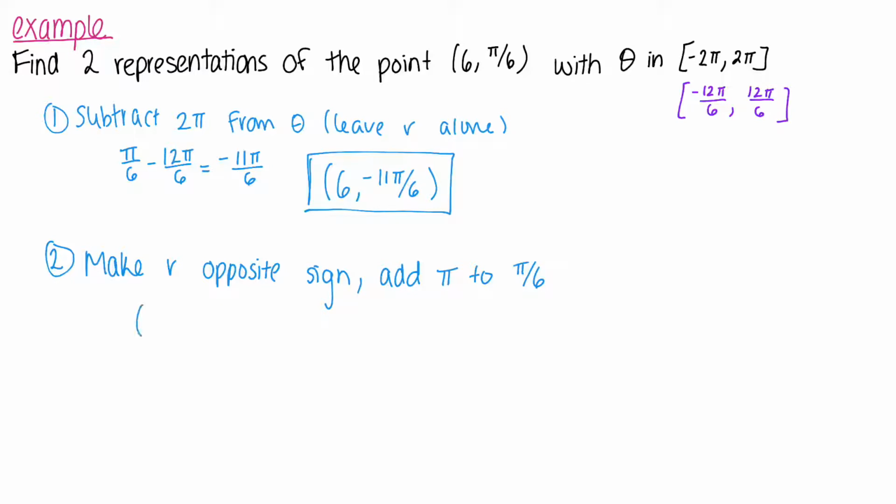So I'm going to make r opposite, so it'll be -6. And then I'm doing pi over 6 plus pi, which is 6 pi over 6. So this would be 7 pi over 6. And those are 2 points that represent the same point.